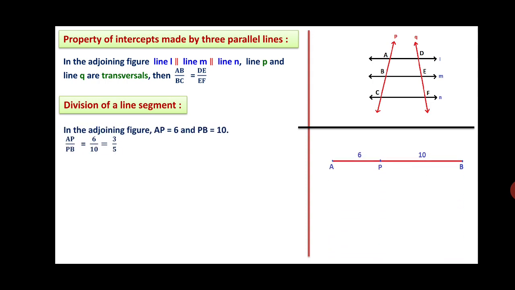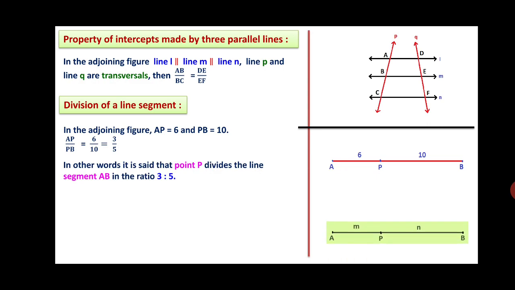See, in the adjoining figure, AP is the segment whose length is 6 and PB is the other part of this segment whose length is 10. Then AP upon PB is equal to 6 upon 10. After simplification, you can write this as 3 upon 5, or 3 as to 5. So, in other words, point P divides the line segment AB in the ratio 3 as to 5.